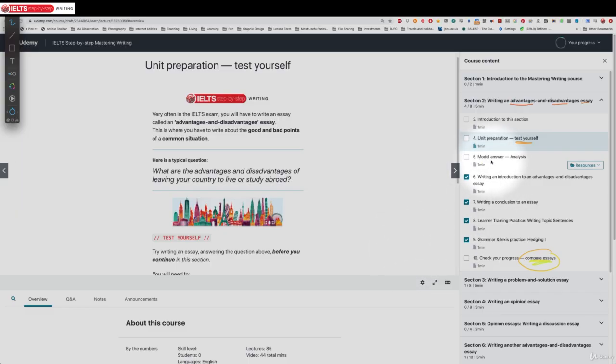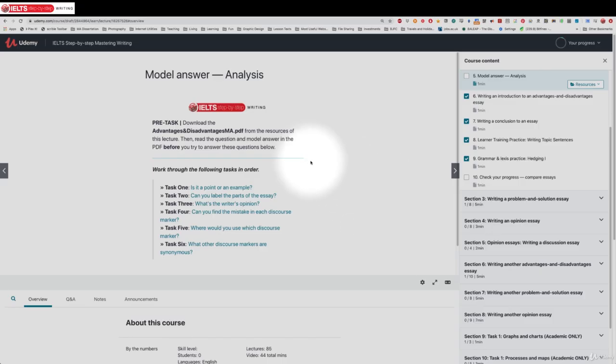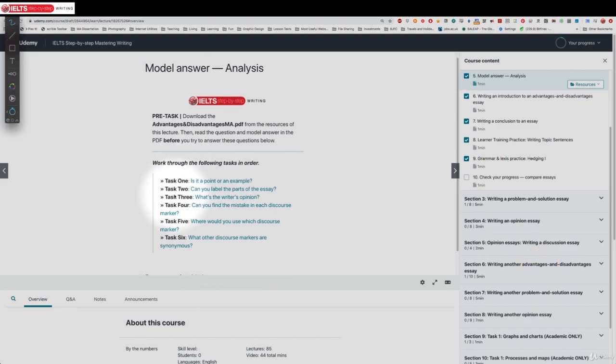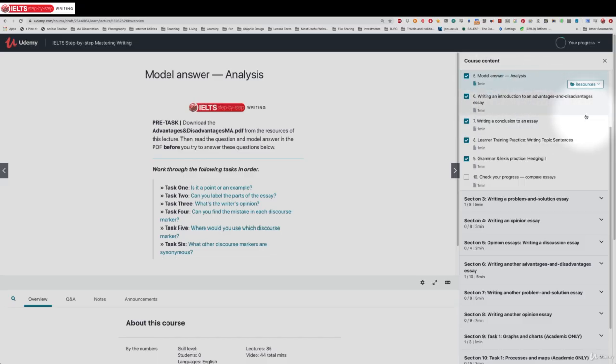Okay. Also, in each section, there's a model answer for the same question that comes up, and you'll be doing some analysis. Let's actually have a look at what it looks like. So here, for example, you will have the model answer as a PDF over here, and then you'll be doing tasks. Here, in this case, 6 tasks where you will be really analyzing the model answer and getting to really understand it.